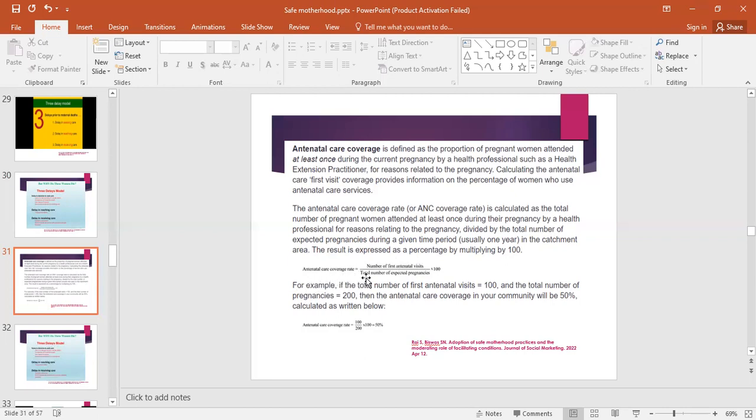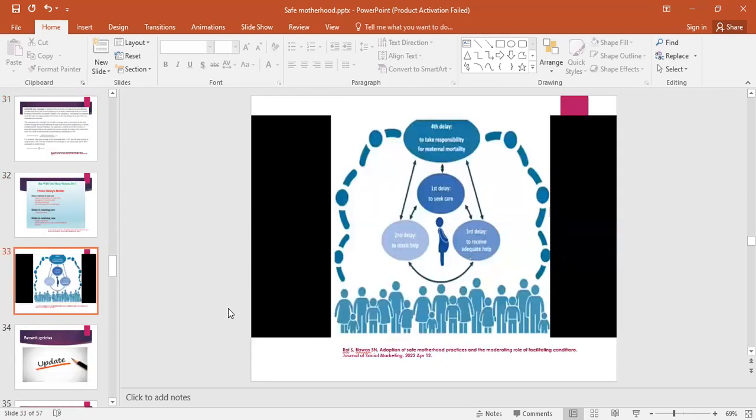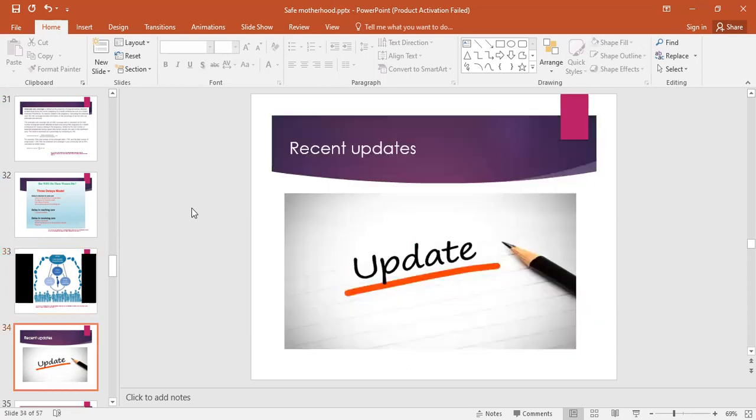Antenatal coverage rate equals number of first antenatal visits over total number of expected pregnancies. For example, if the total number of first antenatal visits is 100 and the total number of pregnancies is 200, then the antenatal care coverage in your community will be 50%. In the three delays model, there is also one more, which is the fourth delay, to take responsibility for maternal mortality. This is the fourth delay. And now it's time for the recent updates.